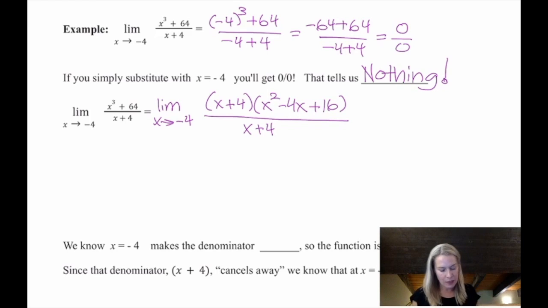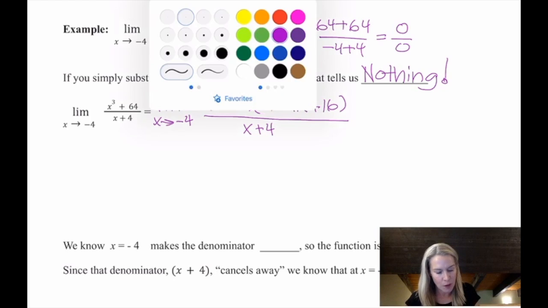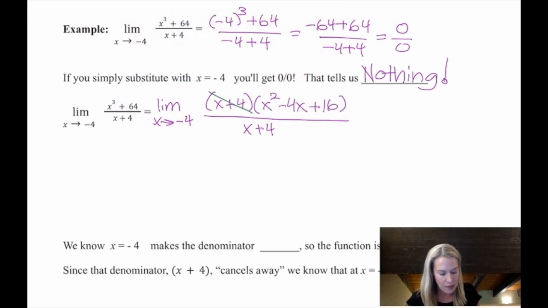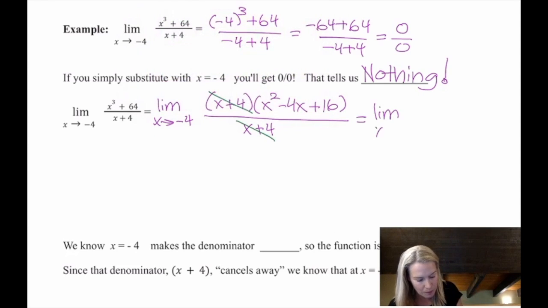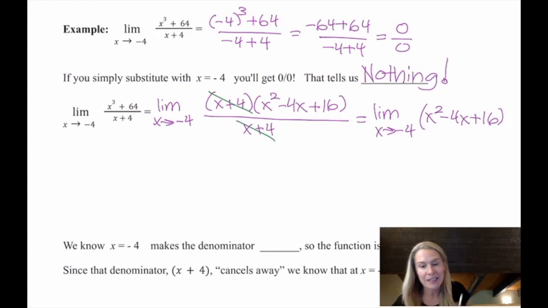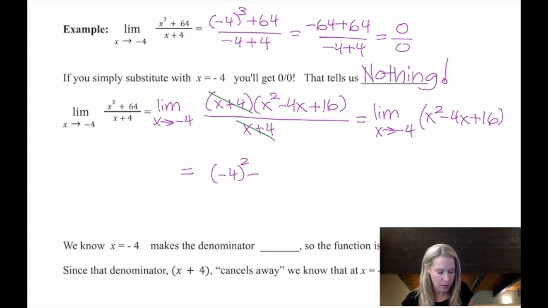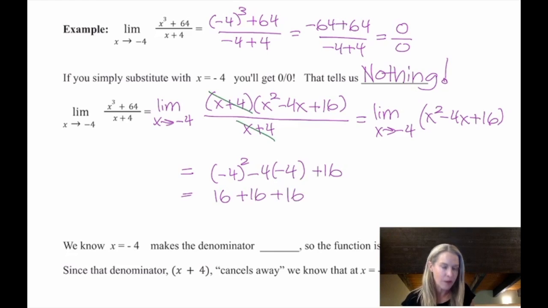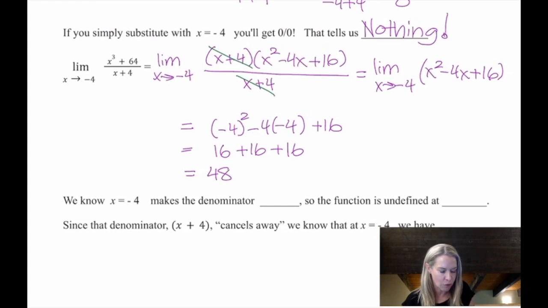Now, what you'll notice is I have x plus 4 in both the numerator and the denominator. So in a sense, those guys cancel out, and what we're left with is an equivalent limit, which is x squared minus 4x plus 16. Now we can try our direct substitution. And when we plug in -4, we end up with -4 squared minus 4 times -4 plus 16. And this is positive 16 plus 16 plus another 16, which gives us a grand total of 48.